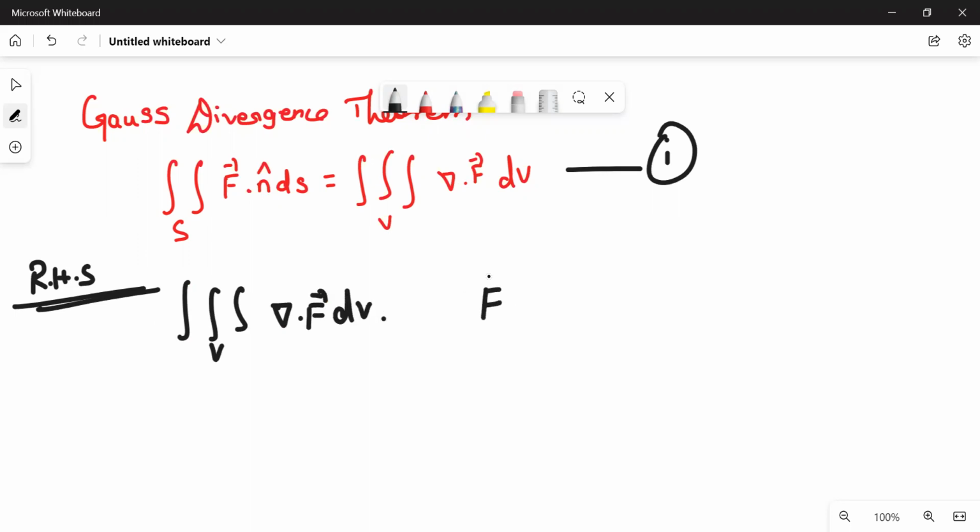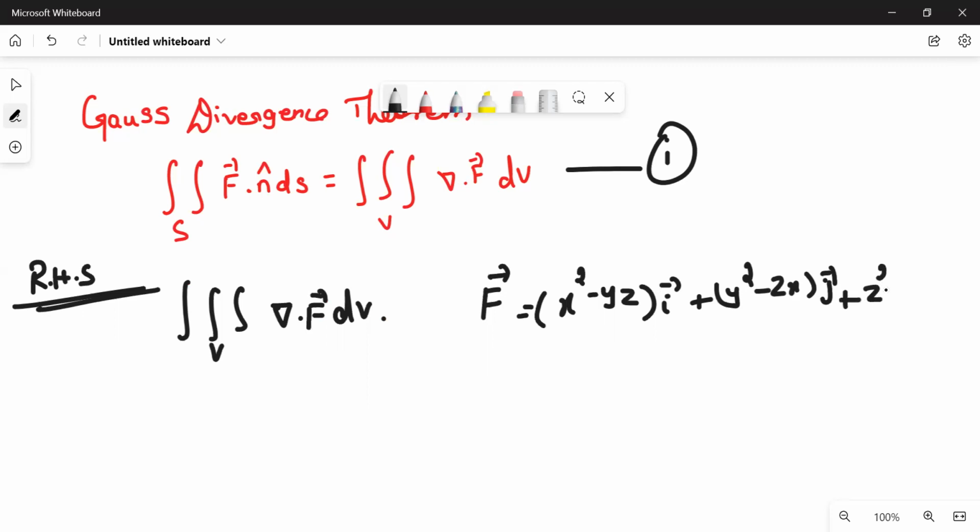So what is the given vector F in this problem? It is (x² − yz)i + (y² − zx)j + (z² − xy)k. The general form of capital F is f1 i + f2 j + f3 k. Here in this particular problem, f1, f2, f3 are given by the functions x² − yz, y² − zx, and z² − xy. So for this F, first let us find del dot F, the divergence of F.